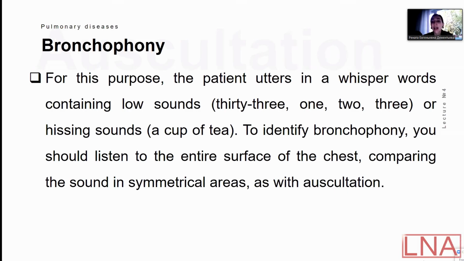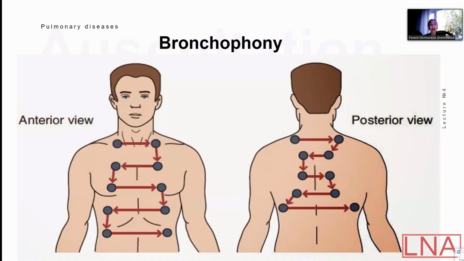To identify bronchophony, you should listen to the entire surface of the chest, comparing the sounds in symmetrical areas, as with auscultation. So you ask the patient to say 33, whispering 33, and continue auscultation at the same points as usual. And look, it's the methodology. Normally, points for auscultation from the anterior part and from the posterior part.